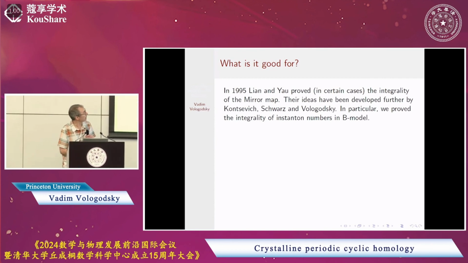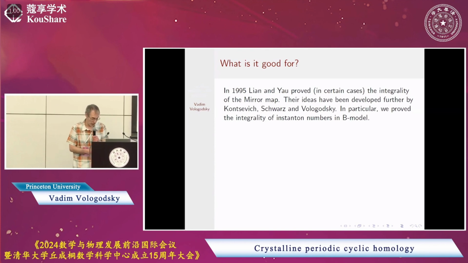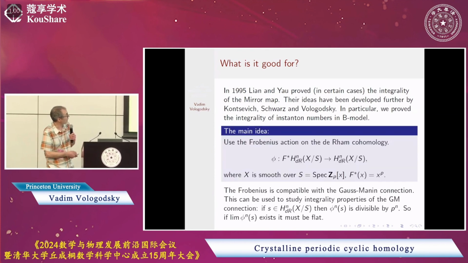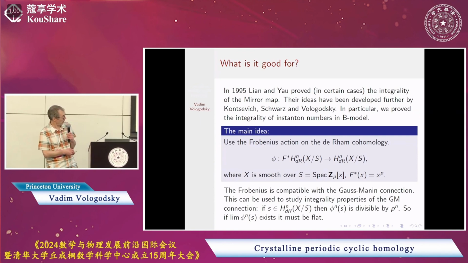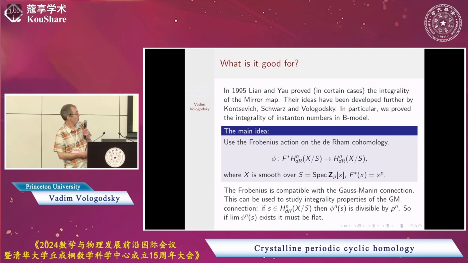So together with Kontsevich and Schwarz, we developed their ideas further, and in particular, we proved the integrality of instanton numbers in B-mode. The main idea is to use the Frobenius action on the de Rham homology of a one-parameter family of algebraic varieties over p-adic numbers. So this S is my base, which is in this case just the affine line. And I have a smooth family X over S, and the Frobenius is a map you see on this slide, which has the property that it's compatible with the Gauss-Manin connection. And the very existence of this map can be used to study integrality properties of the Gauss-Manin connection.